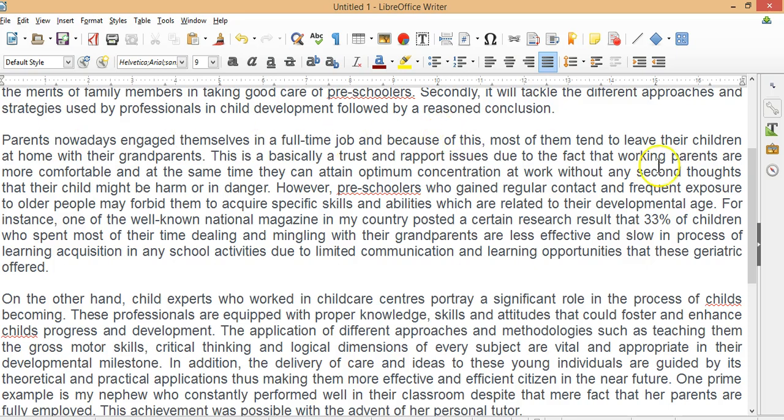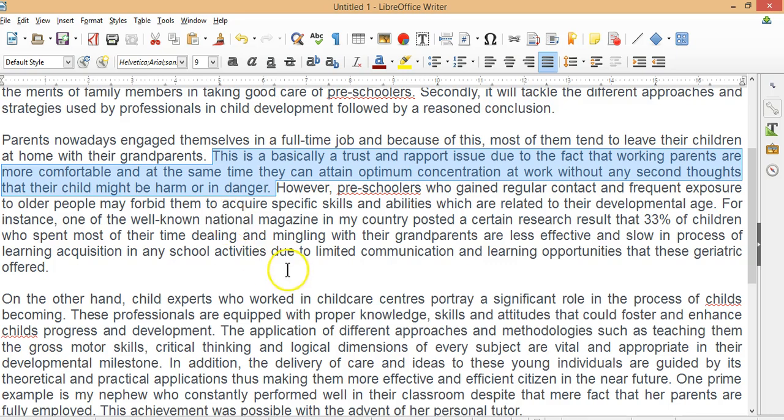Okay. Because they're most intensively with their children at home with their grandparents. It's basically a trust and rapport issues, or surely it's just one. A trust and rapport issue due to the fact that working parents are more comfortable, and at the same time they can attain optimum concentration at work without any second thoughts that the child might be in harm or in danger. Bit of a long sentence, but okay, it's not bad.